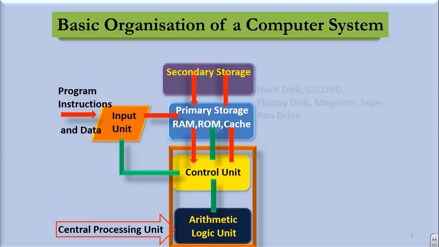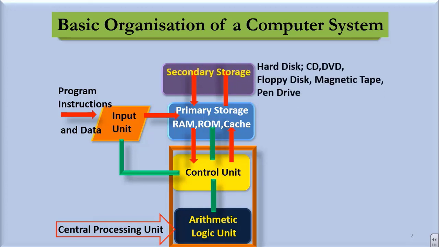Secondary storage, which consists of hard disk, CD, DVD, floppy disk, magnetic tapes and pen drives, etc. Then we have output unit. Basically it consists of monitor. There are other output devices also.